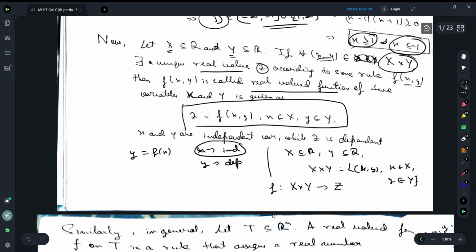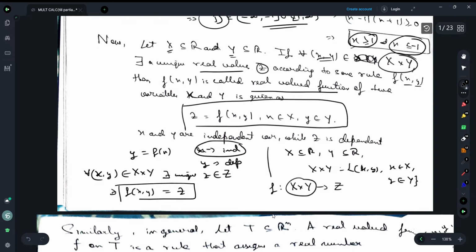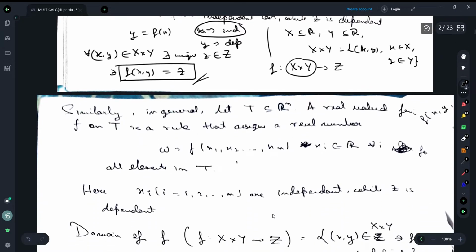So it says that for all (x, y), an ordered pair belonging to the domain of the function, there exists a unique element of capital Z such that f(x, y) equals z. This is the same definition as we used in a single variable function. The only difference is that here you have two independent variables x and y. Clear? Got it? In an extremely similar way, we can form an n variable function.